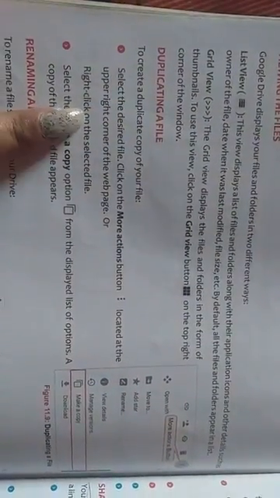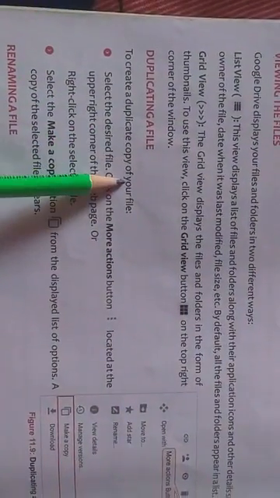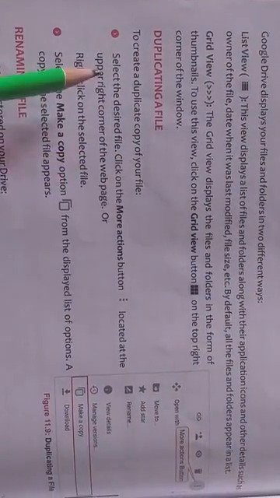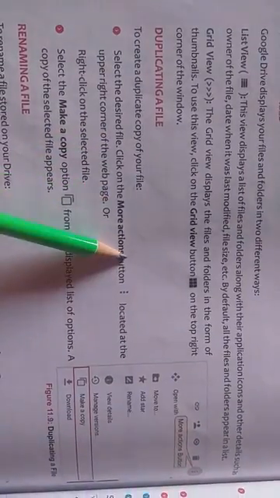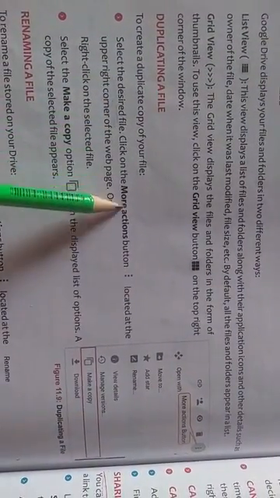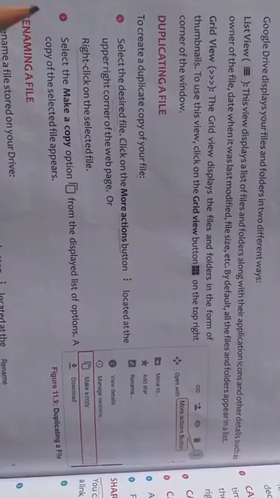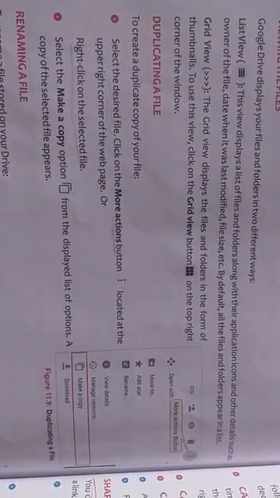So next is how you can create a duplicate file. To create a duplicate copy of your file, select the desired file and click on the more action button. The first way is you select the desired file and after that choose this more action button, and the second way is right click on the selected file. Directly you can right click on the selected file.